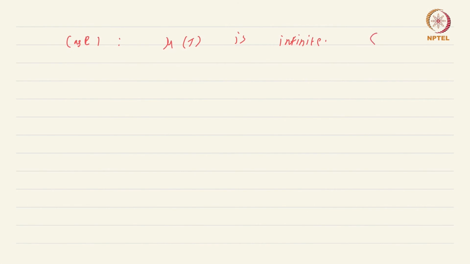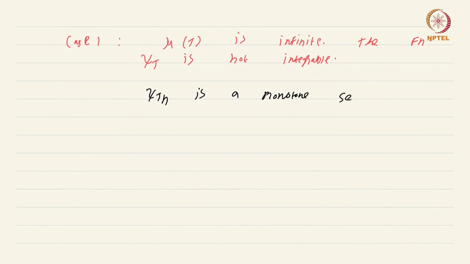Now this means that integral... essentially, what does this mean? This means that the function chi of t is not integrable. Okay. Now observe that chi of t_n is a monotone sequence of functions that converge to chi of t.